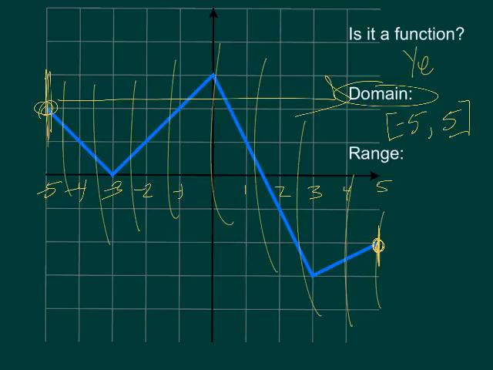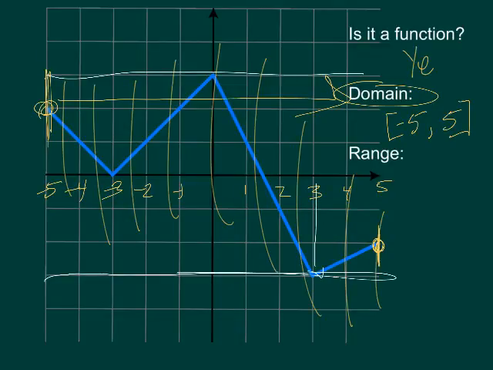The range values then, I'll scan the graph from bottom to top. The lowest y value is -3, and that's the number that goes first. The highest y value is +3.